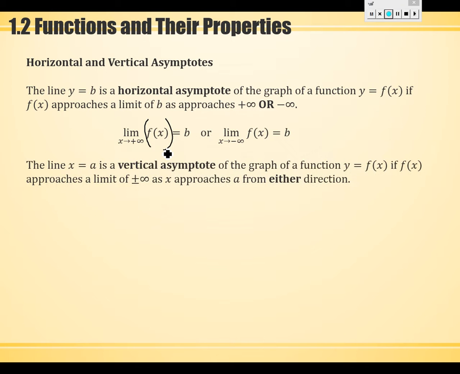Okay. Vertical asymptote, we're going to introduce the same kind of notation to describe that, just to practice the notation here. I know you know intuitively what a vertical asymptote is, but the way we read this out loud, this is like this little negative and this plus here.